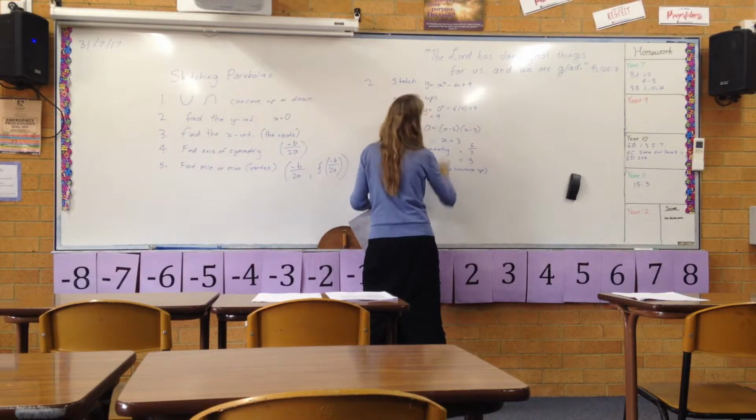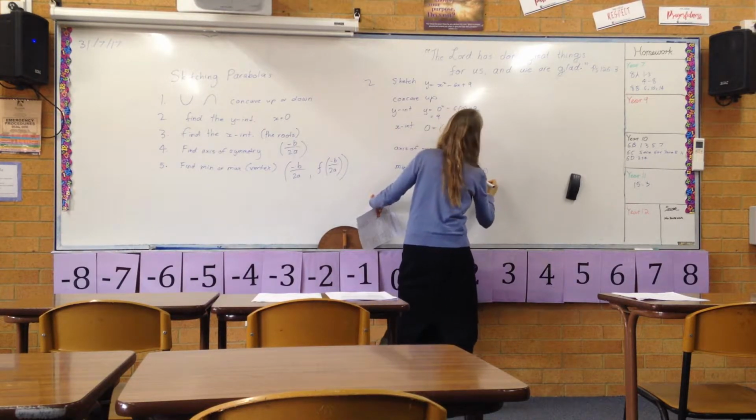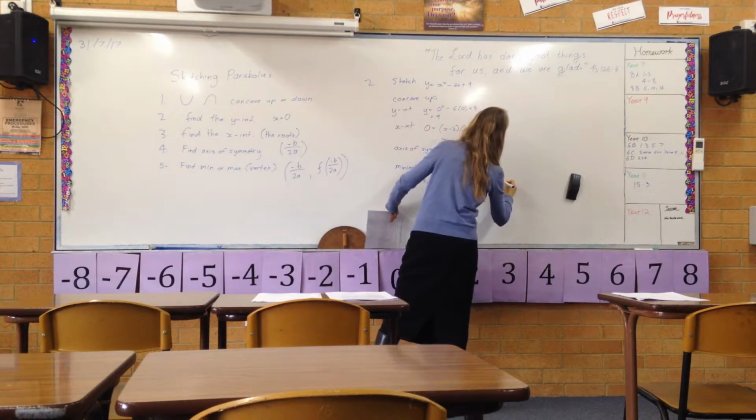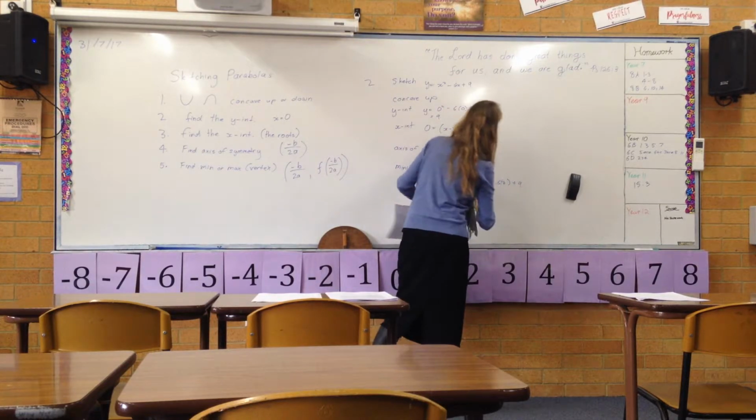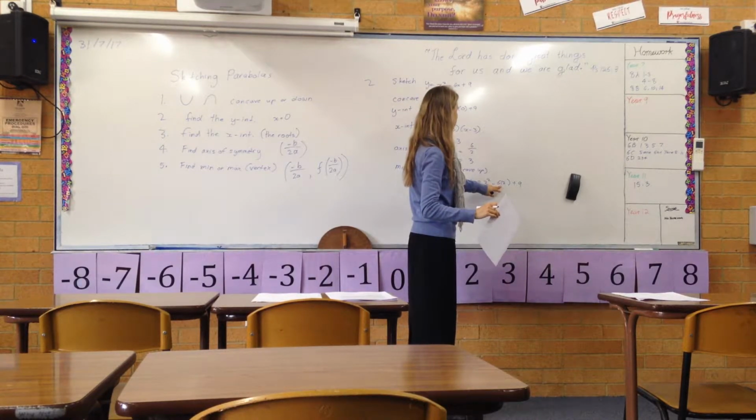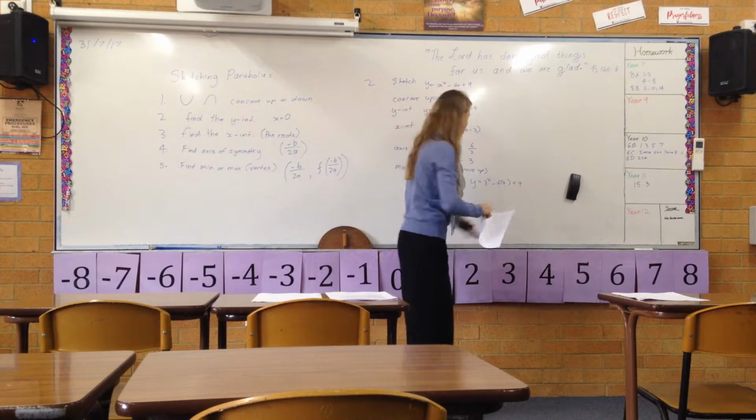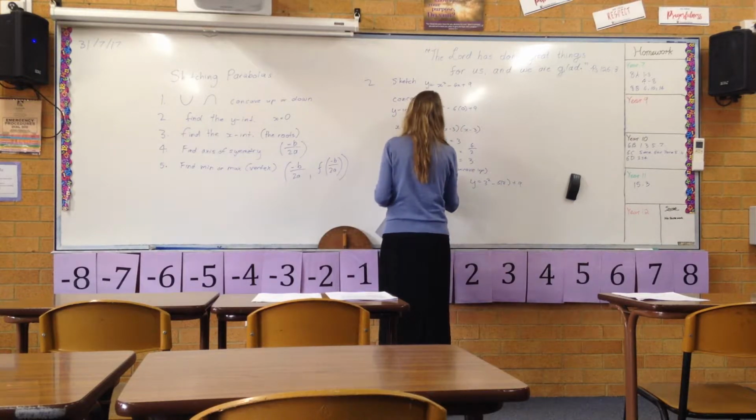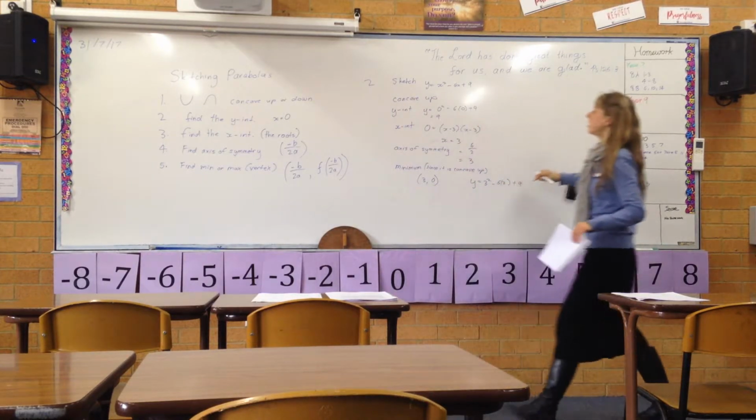And that is 3. And we put 3 into this. So y equals 3 squared minus 6 times 3 plus 9. So we have 9 minus 18 plus 9, which is 0. Okay, I have everything I need to do my sketch.